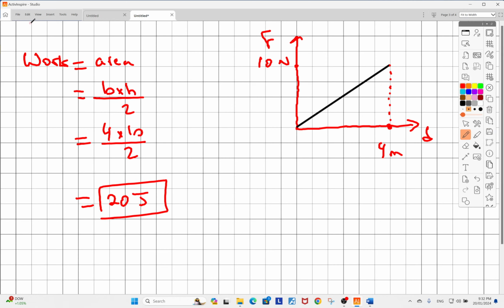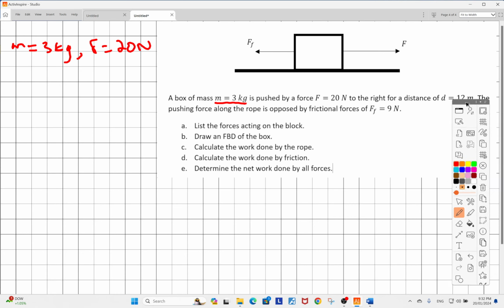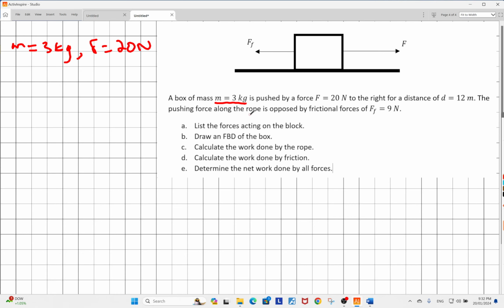And now let me solve the following exercise. A box of mass 3 kg is pushed by a force F equal to 20 newtons to the right, along a rope, for a distance d equal to 12 meters. The pushing force along the rope is opposed by a frictional force of 9 newtons, because the surface is rough.